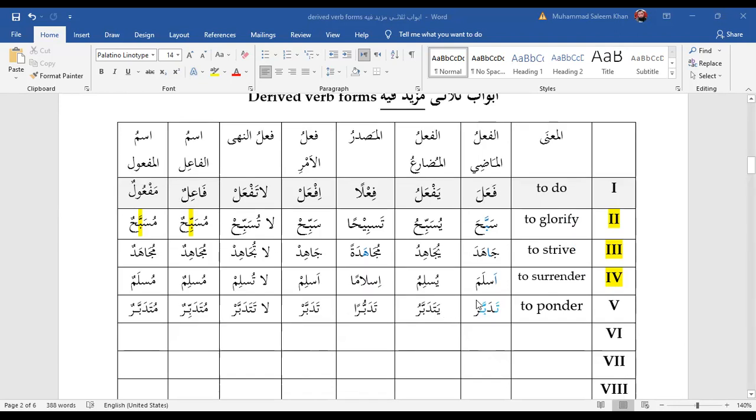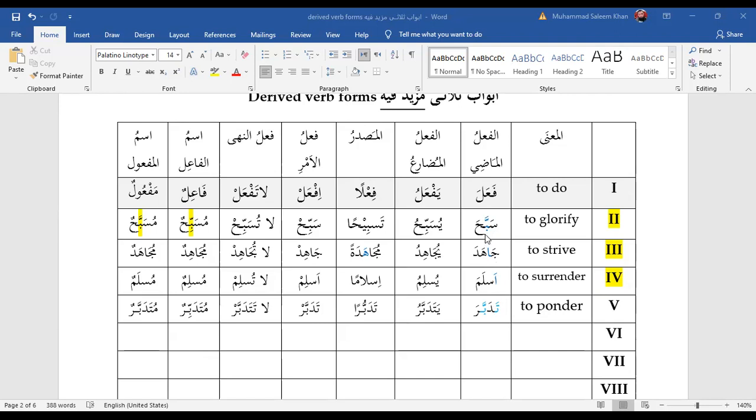And then we have tadabbara, which is number 5. So here, addition of tashdid, then addition of alif, and then there is an addition of hamza. Now number 5, what happened? It is similar to number 2. There is only addition of an extra ta. You can see there, it's basically the addition of ta in the beginning, and the rest of the form is the same as form number 2.